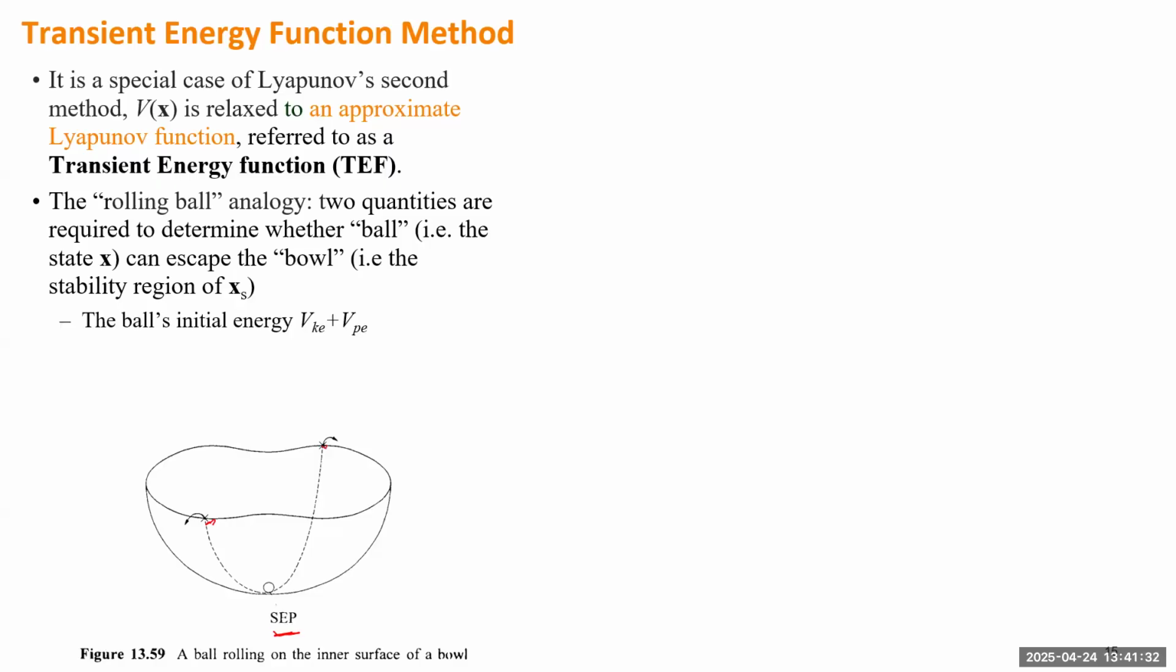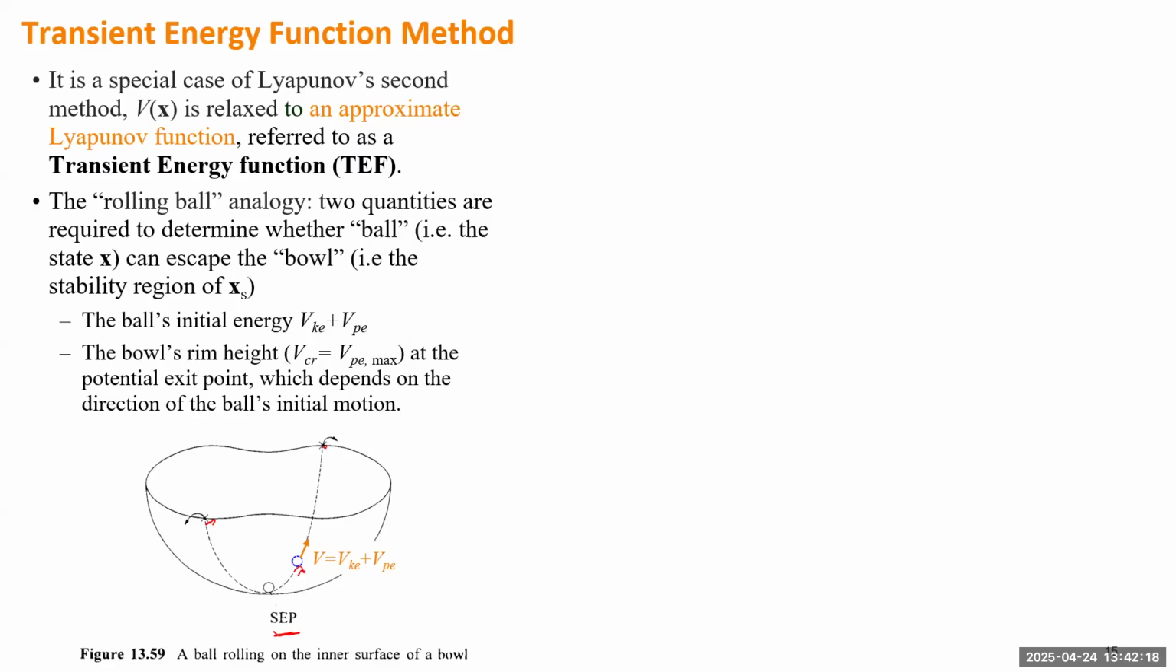There are two things you need to check. The first is the initial energy of the ball. Using this analogy, if we consider mechanical energy, it will have kinetic energy and potential energy. VKE is the kinetic energy and VPE is the potential energy. Okay, so let's assume there's some disturbance. After the disturbance, the ball is moved from the bottom point to some location here. Because it's not at the bottom, it will have some potential energy. And because it's moving, it will have some kinetic energy. So the initial energy can have both a kinetic component and a potential component.